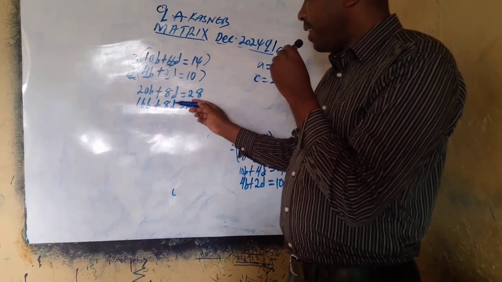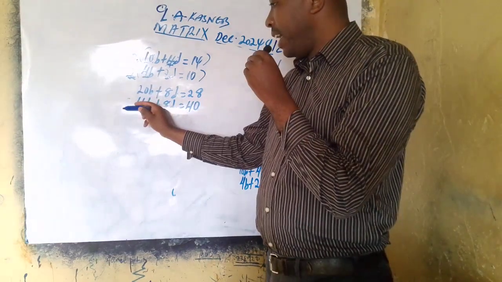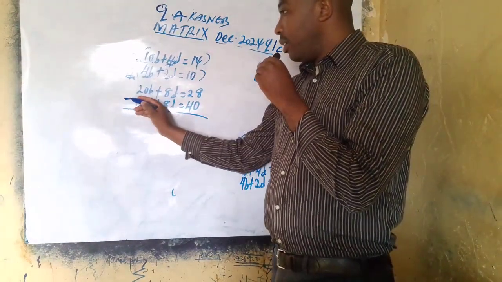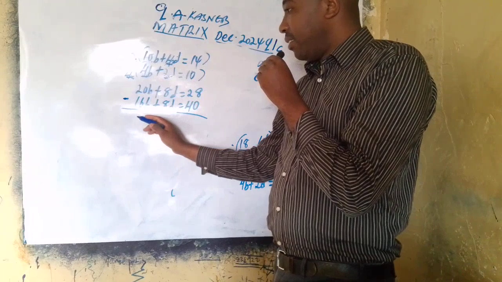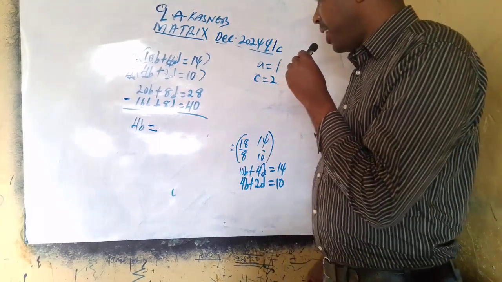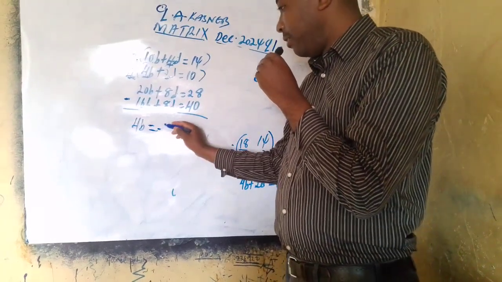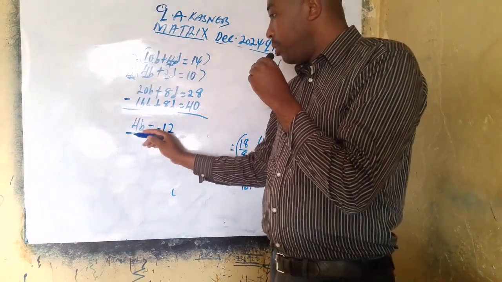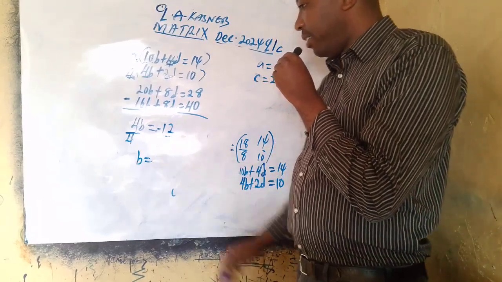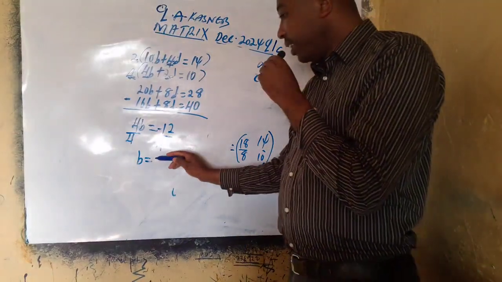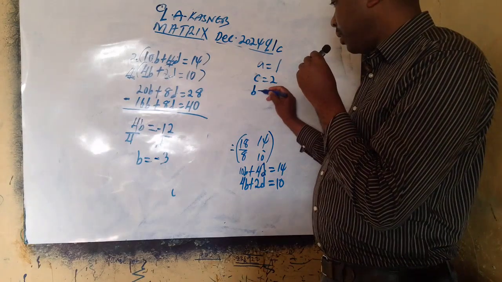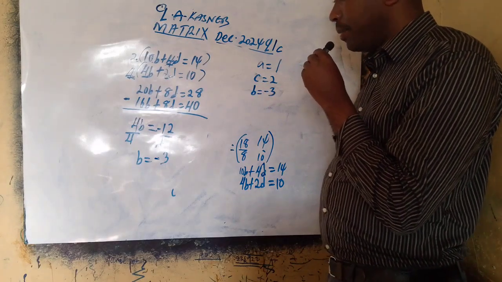You can see d and d is equal, and that is where elimination is coming in. We minus. Take 20 minus 16, that is 4b. Take 28 minus 40, that is negative 12. So divide both sides by 4. So our b is equal to negative 3. So b is equals to negative 3.